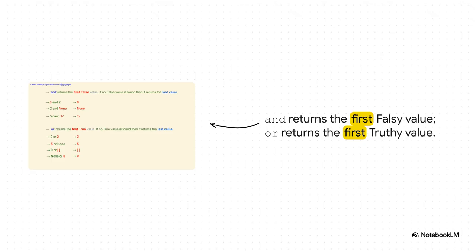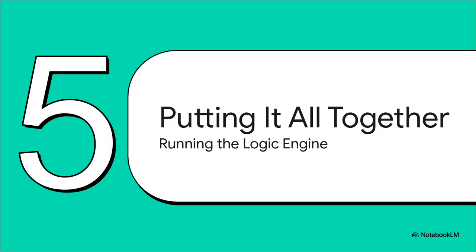If it gets all the way to the end and everything was truthy, it just gives you the last value it looked at. Now, or does the exact opposite. It scans for the first truthy value. The moment it finds one, it stops and returns that value. If everything turns out to be falsy, it just shrugs and gives you the last one. This is why we get actual values back, and not just true or false. So there we have it. We've got our complete toolkit: the operators, the order, the concept of truthiness, and the secret weapon of short-circuiting. It's time to fire up our logic engine and solve some puzzles.